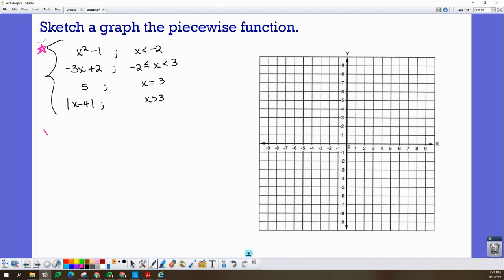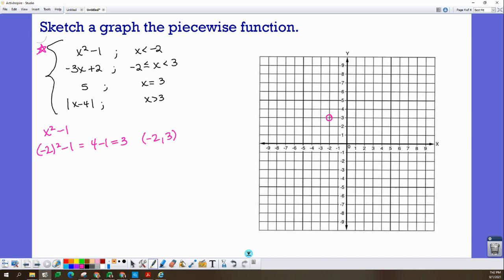So let's take our x squared minus 1 and plug in -2. And we're going to evaluate. So -2 squared is 4, and 4 minus 1 is 3. So we get the point (-2, 3). However, notice that x is strictly less than -2, so we're not going to actually include this point. To note that we're not including the point, we're going to use an open circle at (-2, 3).